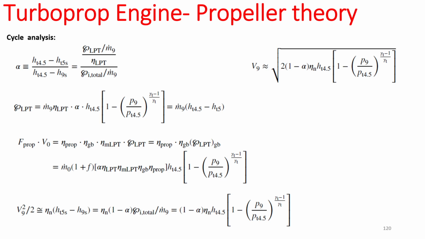So after some simplifications, you can find your V9 as this. V9 is going to be equal to the square root of 2 multiplied by (1 minus alpha) eta n ht 4.5 multiplied by 1 minus the pressure ratio to the power of (gamma t minus 1) over gamma t. Any questions so far?